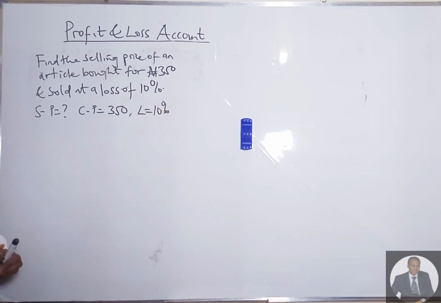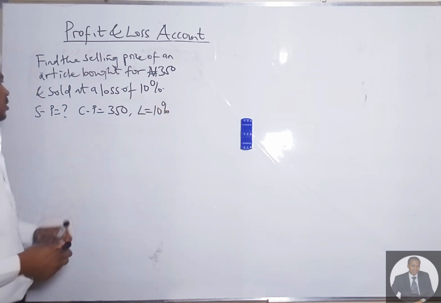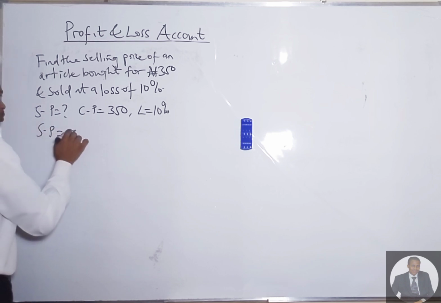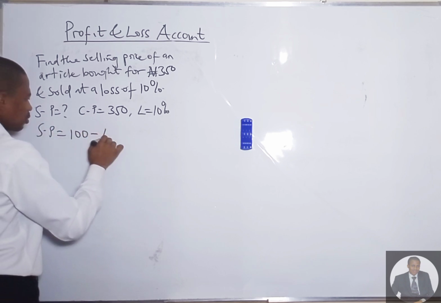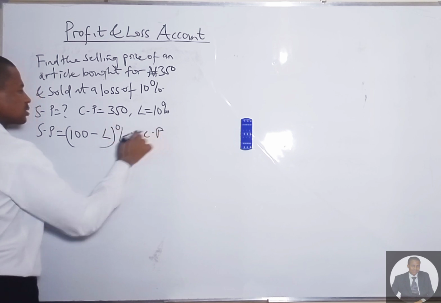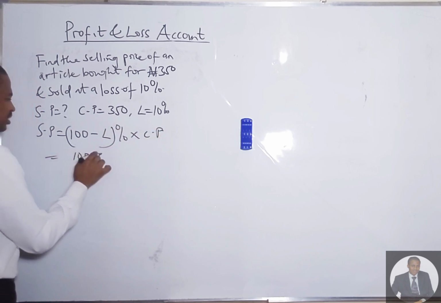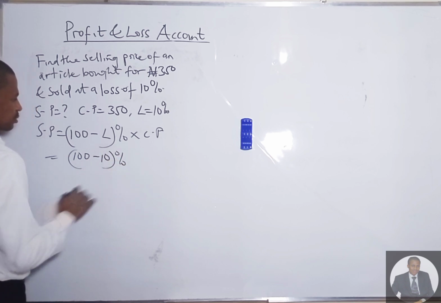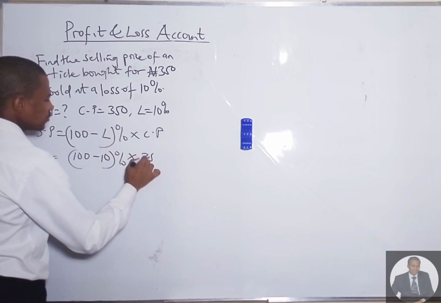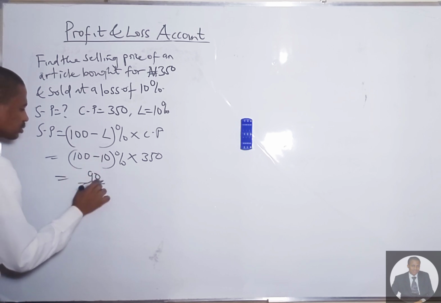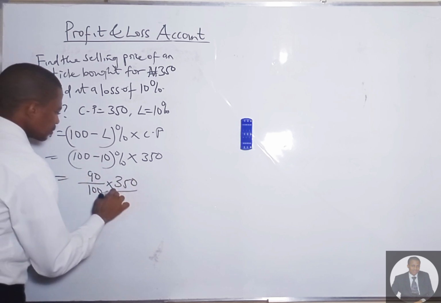This tells us that our selling price will be less than 350 because he made a loss. So selling price will be 100 minus the loss, open and close bracket, percent, times the cost price. That will be 100 minus 10, open and close bracket, percent, times the cost price, which is 350. 100 minus 10 is 90 over 100 times 350.